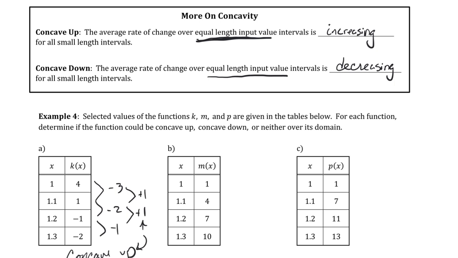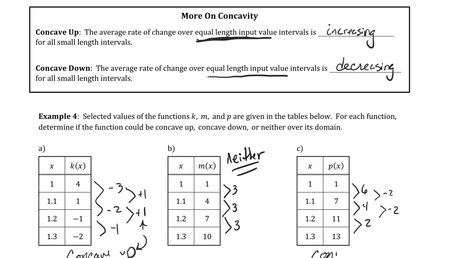So on B, we see that the slopes are the same, which means this is linear and it is neither. Lines do not have curves. If they don't have curves, they don't have concavity. And on C, our first difference, the slopes, you can see that the slopes are decreasing. So from there, you could call this concave down. Or you could do the second difference and see that those are both negative, and those would also tell you that it is concave down.